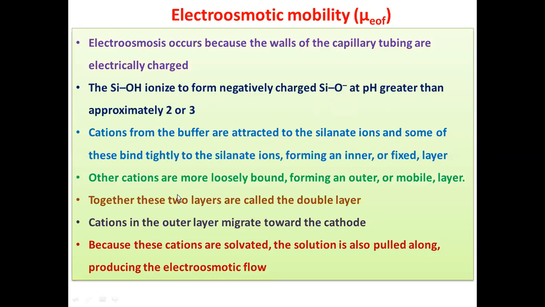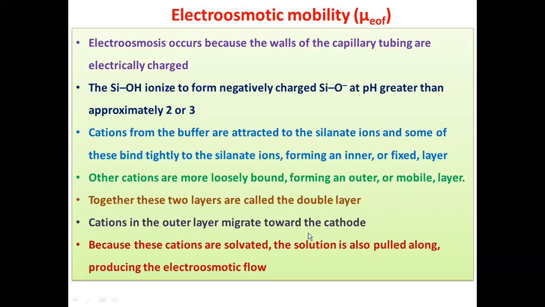The other cations are more loosely bound. They float above this inner or fixed layer. This layer is called the outer or mobile layer, because all these cations, other than those bound to the silanate anions, are freely moving. Together, the inner or fixed layer and the outer or mobile layer are called the electrical double layers.